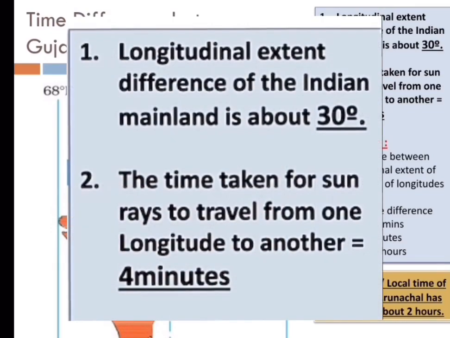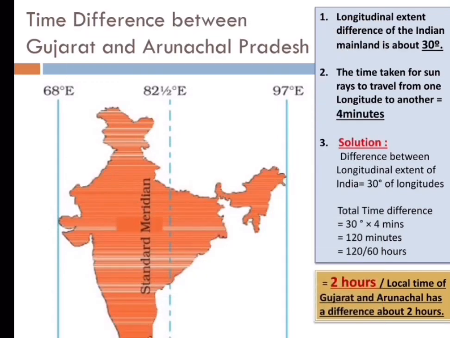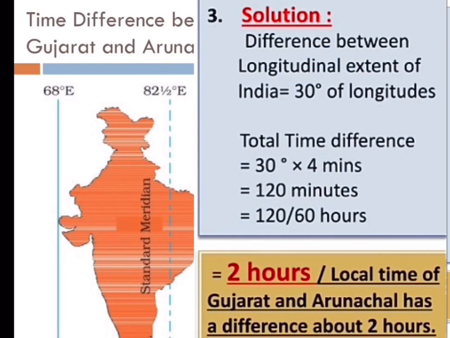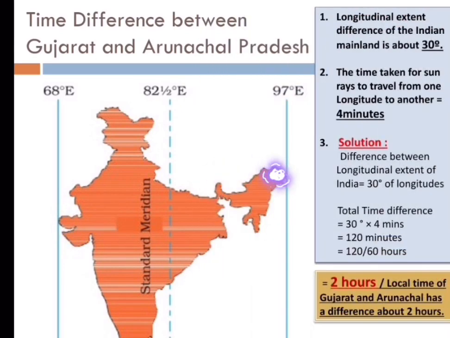By now we already know that the longitudinal extent difference of the Indian mainland is about 30 degrees. The second known fact is the amount of time taken by sun rays to travel. So how much is it? The movement of sun rays from one longitude to another takes approximately 4 minutes. So how does it help us? When I see the movement of sun rays from 68 degrees to 97 degrees, roughly 30 degrees, how do we calculate the time difference in India? 30 degrees multiplied by 4 minutes gives 120 minutes. 120 minutes is 2 hours, which means that the time difference between Gujarat in the west and Arunachal Pradesh in the east stands to be 2 hours.